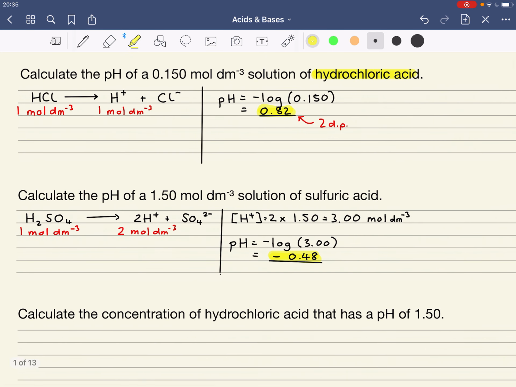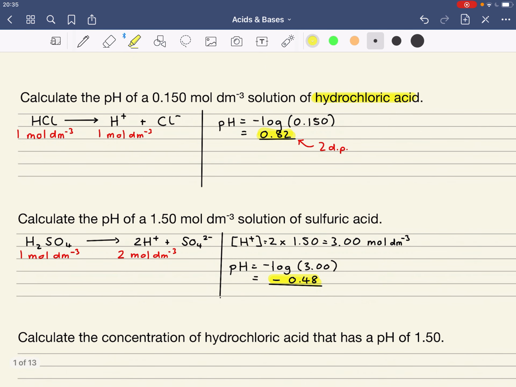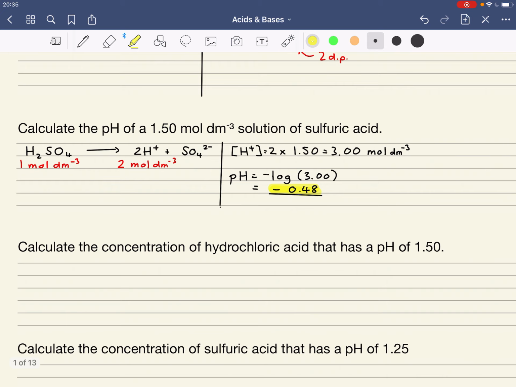So there we've worked out the pH of strong acids. We've got a strong monoprotic acid where the concentration of hydrogen ions is equal to the concentration of the acid. And we've got a strong diprotic acid. You have to be aware that sulfuric acid is diprotic, and the hydrogen ion concentration there we can see is going to be double the concentration of the acid.